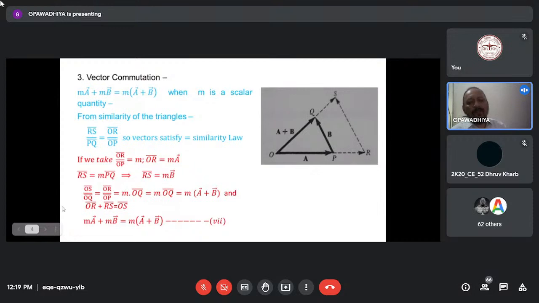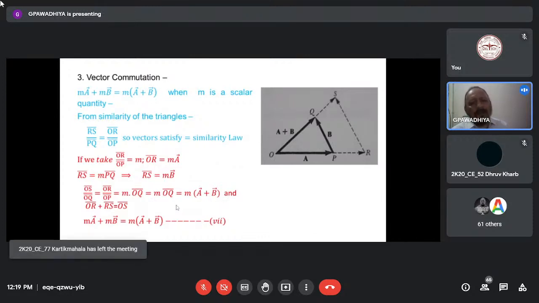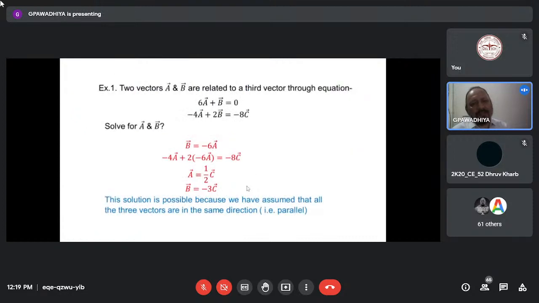So OR we know is small m into A, and RS is small m into B, which is equal to m times (A plus B). This property is the commutative property of the vectors. So when we multiply the vectors by a scalar quantity, this relation gets satisfied. Now let's do some interesting exercises here.